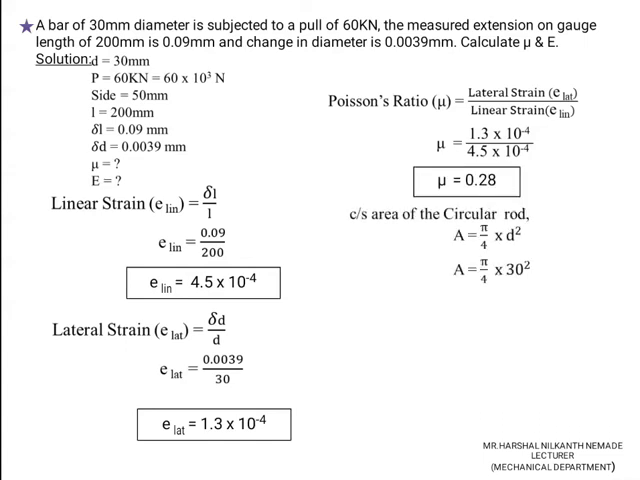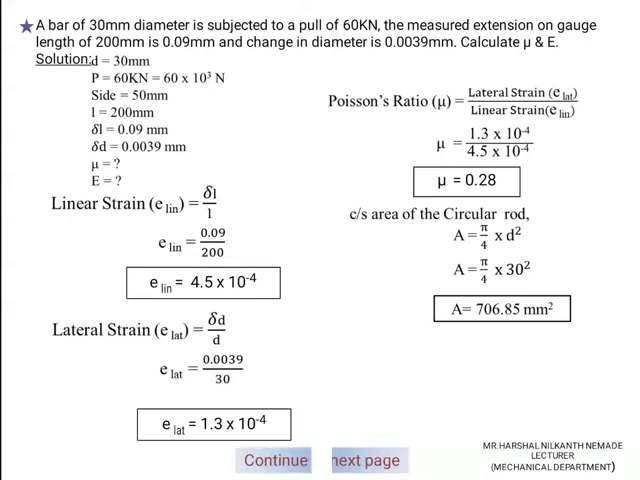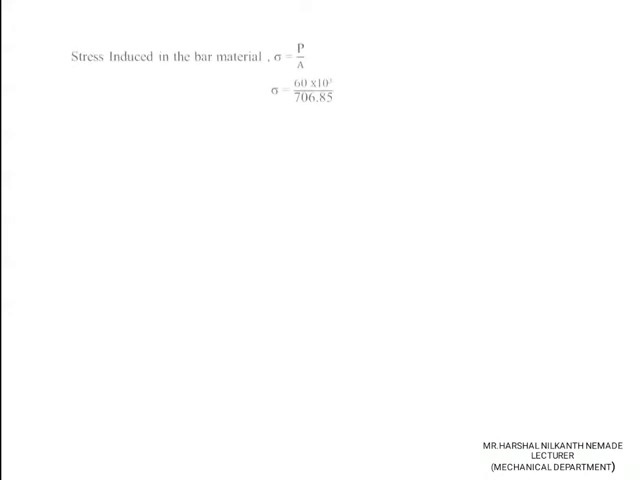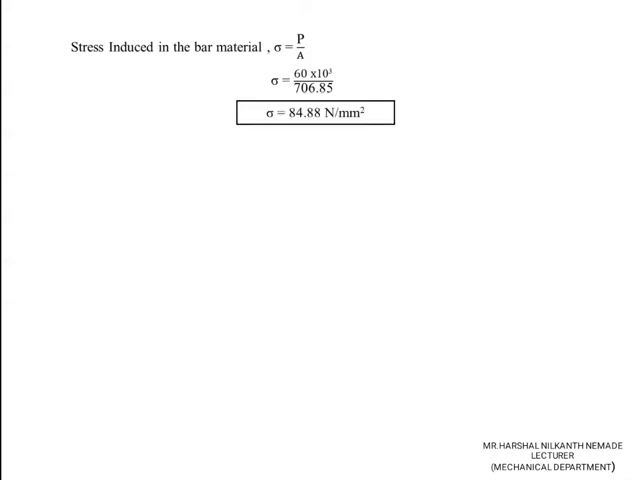After that, the cross sectional area of the circular rod, A, is equal to pi by 4 multiplied by d square. A is equal to pi by 4 multiplied by 30 square. So A is equal to 706.85 mm square. Continue next page. Stress induced in the bar material, sigma, is equal to P by A. Sigma is equal to P, which is 60 into 10 raised to 3, and A I have calculated as 706.85. I will get sigma equal to 84.88 Newton per mm square.